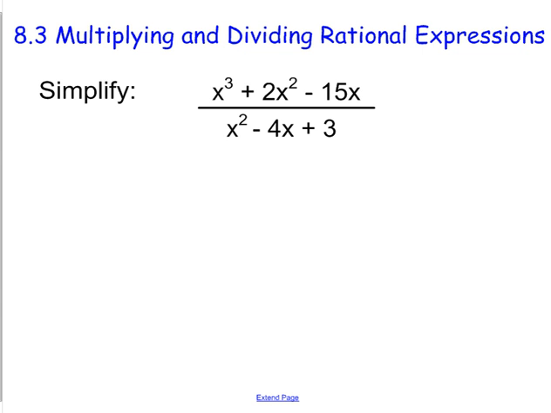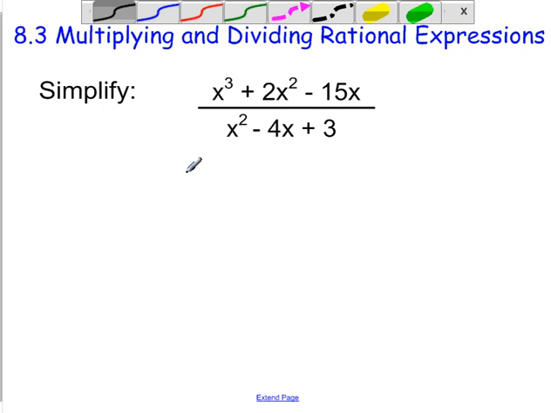So let's get started. We're just going to be simplifying these rational expressions and then, like it says in the title, multiplying and dividing them. We're going to start by factoring the top and the bottom polynomial on this rational expression. So the top one, I notice right away that there's an x in each one, and so I'm going to factor out an x to start with.